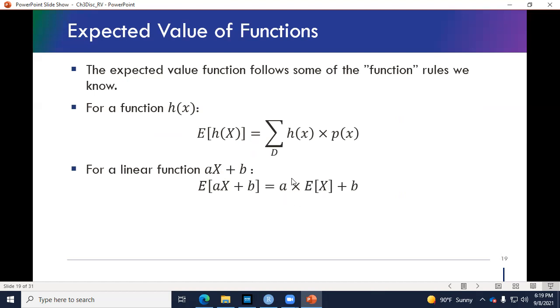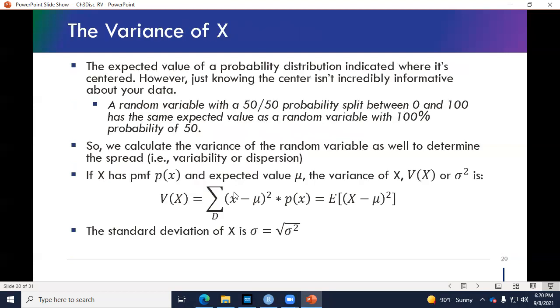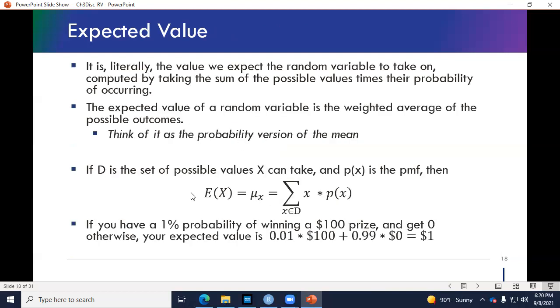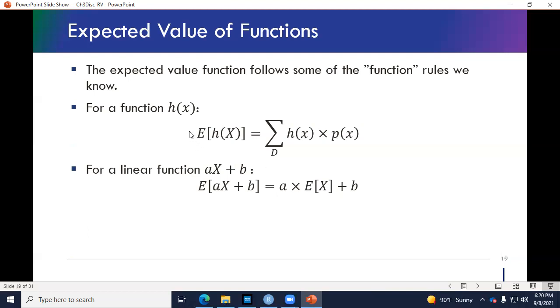Because this a is a known value, it's not random. B is not random. Only this x is a random thing. So this is what you do to get the expectation of a function of x. Okay, so this is the expectation, and this definition is important, and this is important.